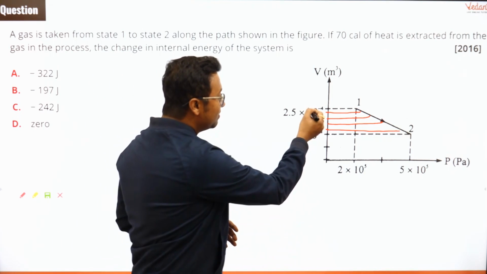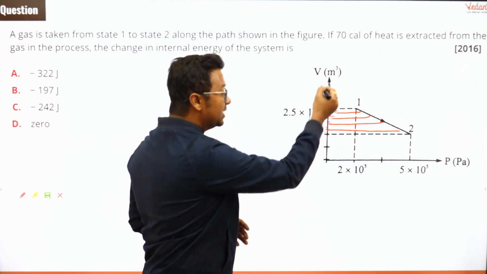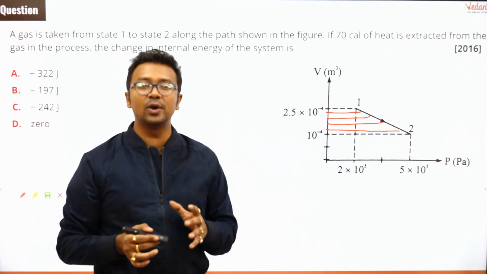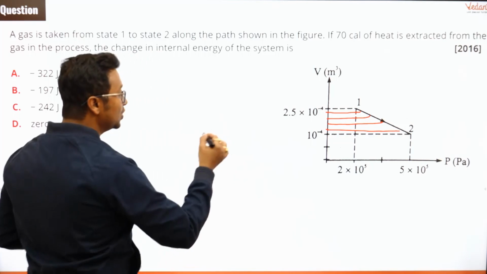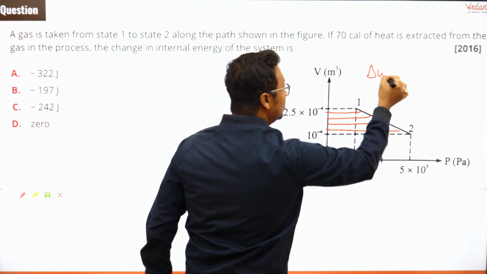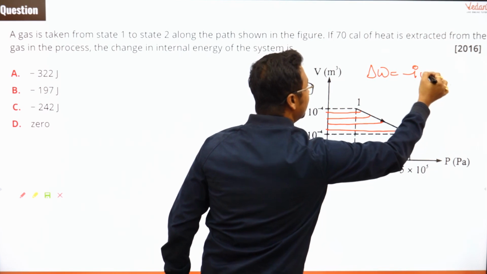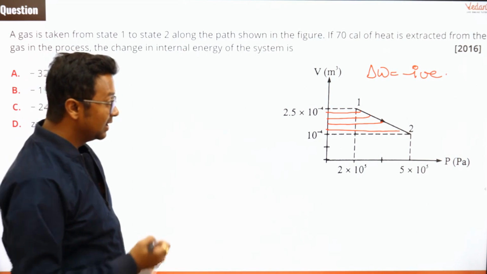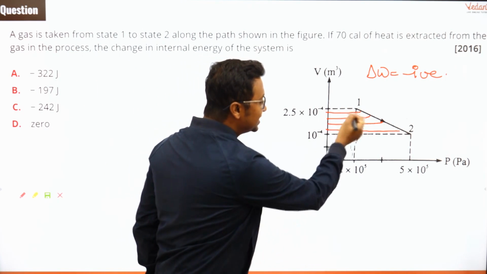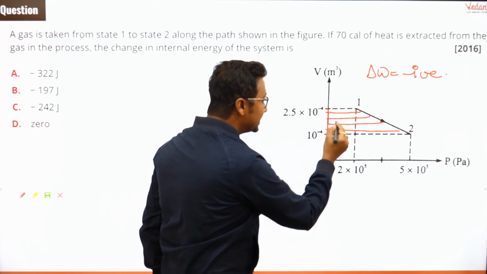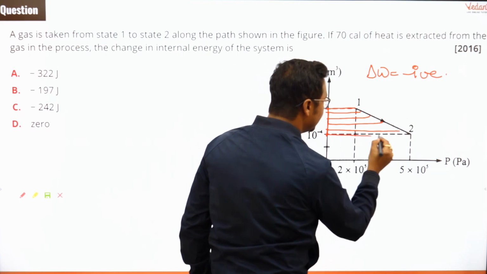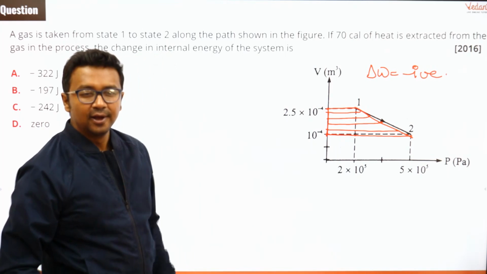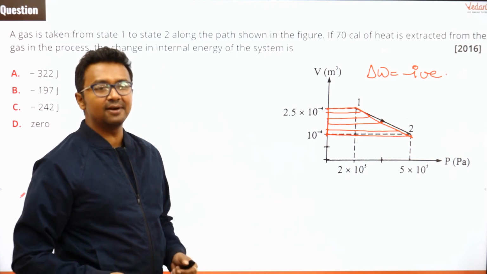It is actually coming from 2.5 into 10 to the power minus 4 meter cube to 1 into 10 to the power minus 4 meter cube. So there is a compression here. So work done is going to be what? Negative. Clear? So here this delta W is going to be negative, my dear students. Now next aspect. What is basically the area of this region? I can consider this entire thing to be a trapezium. Notice it, this entire thing is a trapezium here. So we can find the area of the trapezium and get the work done.